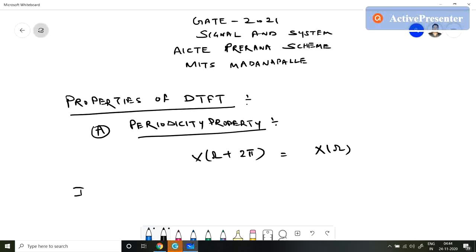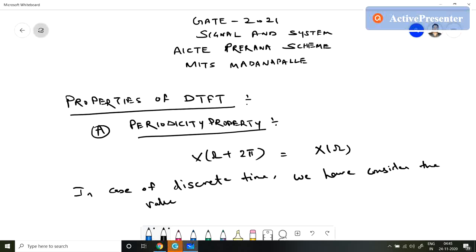So in case of discrete time signal, in case of discrete time, we have considered the value of omega over the range 0 less than or equal to omega less than or equal to 2 pi, or minus pi less than or equal to omega less than or equal to pi.